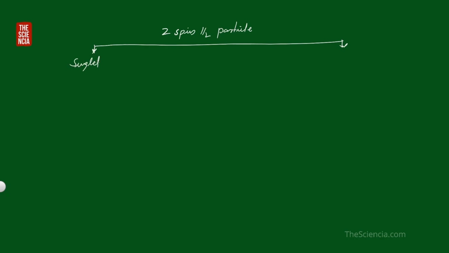So I'm rewriting those states. There are 2 particles with spin half, and there will be 2 states. One is singlet state and the other is triplet state. Singlet state corresponds to s value equal to 0 and triplet state corresponds to s value equal to 1. And the singlet state is an antisymmetric state. Triplet state is a symmetric state.